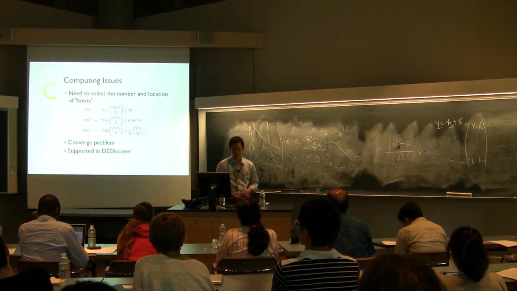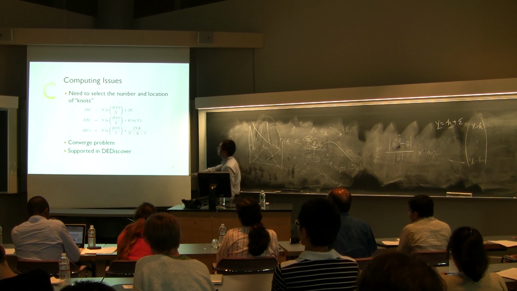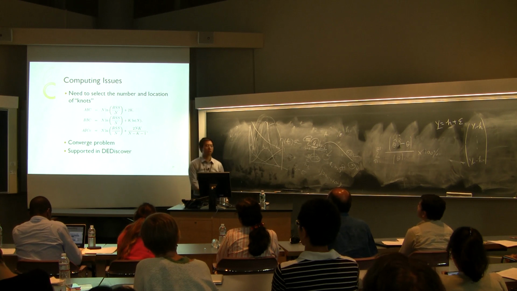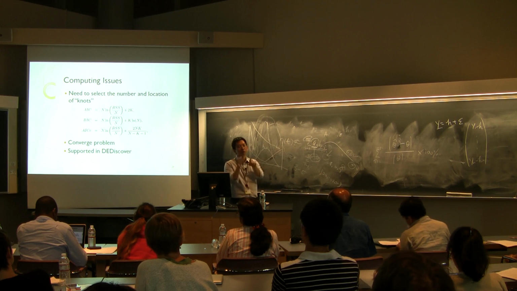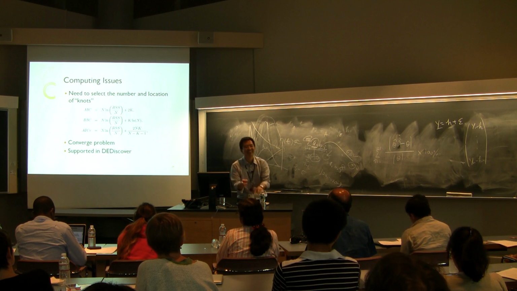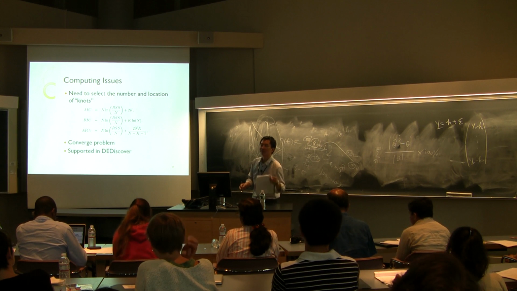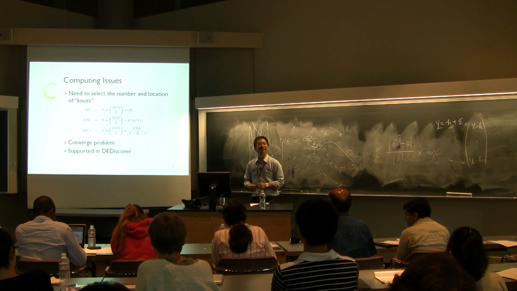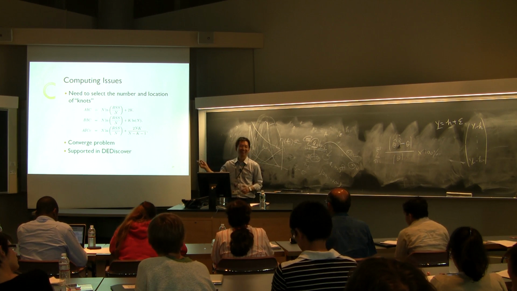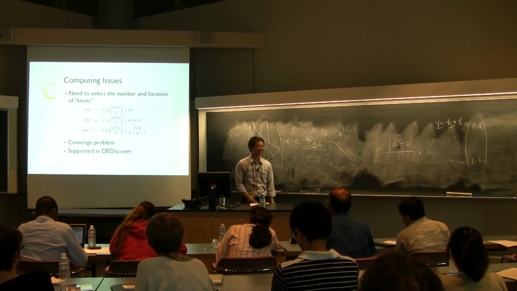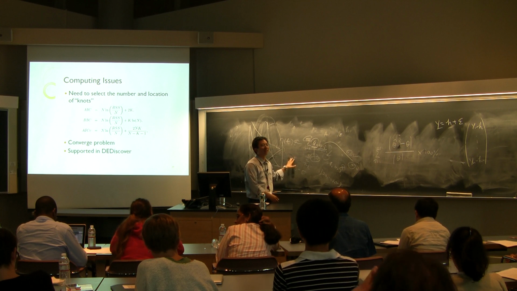So there are some computing issues you need to deal with. However, right now, this kind of modeling technique has been supported in DDiscover, okay? So you can use the spline approximation and do the things I just talked about. I don't think you can find this kind of thing anywhere else. But anyway, use this kind of thing when you need it. Do not abuse it. There are many computing issues and identifiability issues associated with this kind of technique.